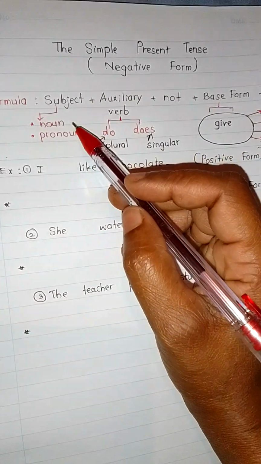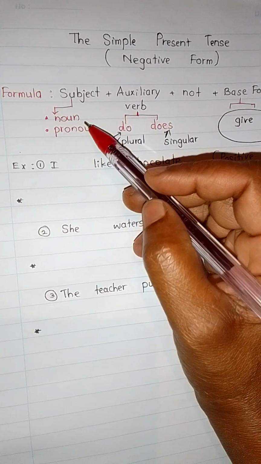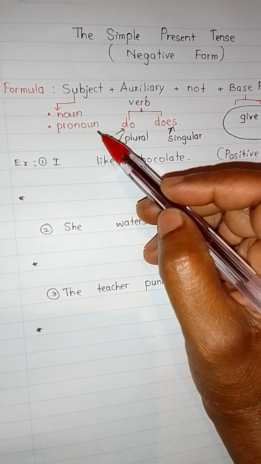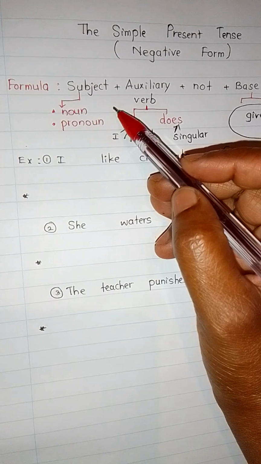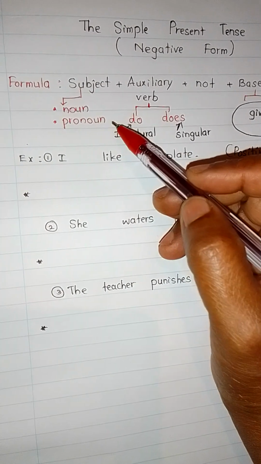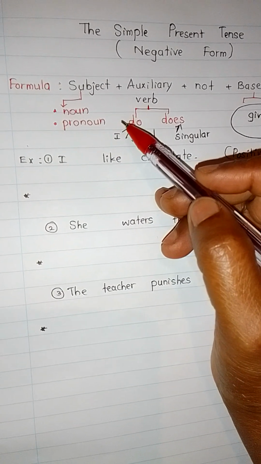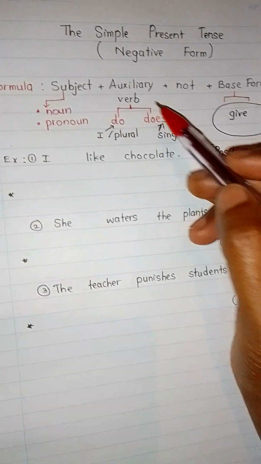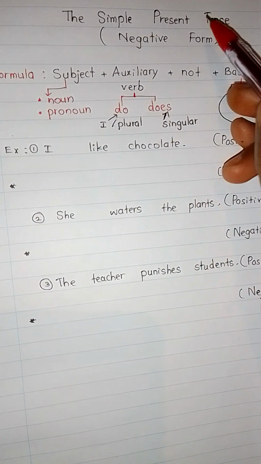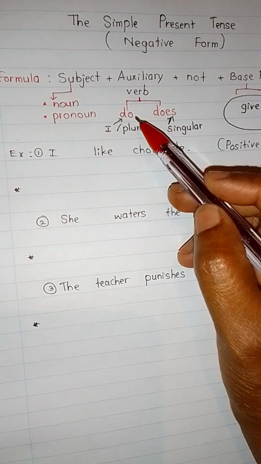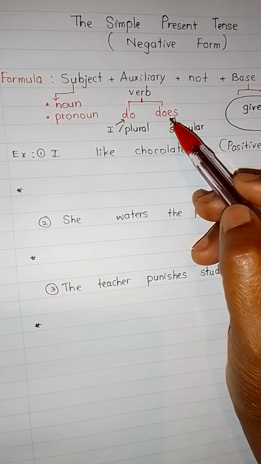The subject of the sentence: you can use any noun or pronoun as the subject. Nouns like the teacher and pronouns like I, we, he, she, it, that way. The auxiliary verb. There are two auxiliary verbs in the simple present tense and they are do and does.